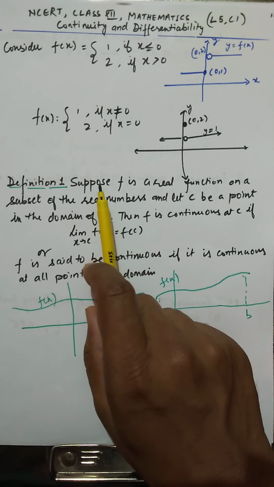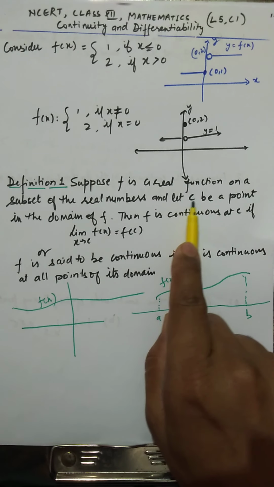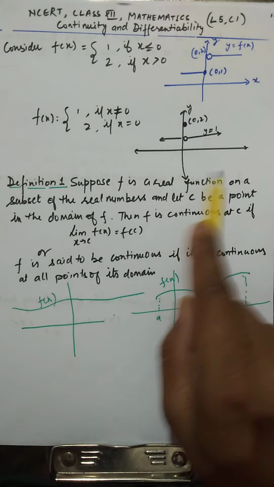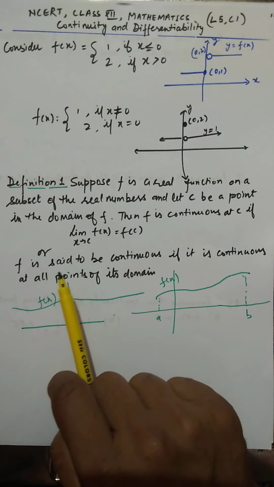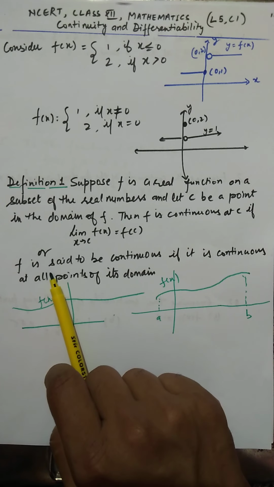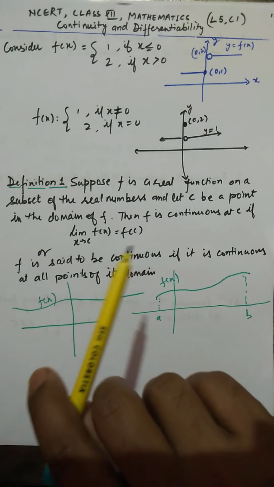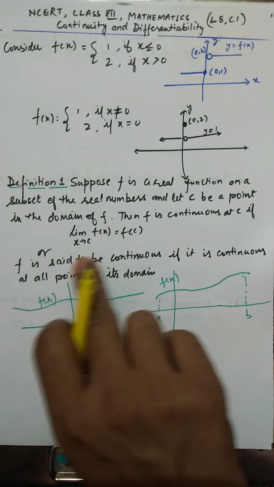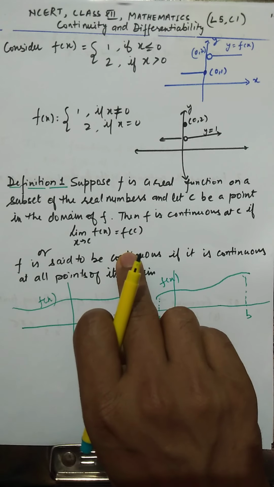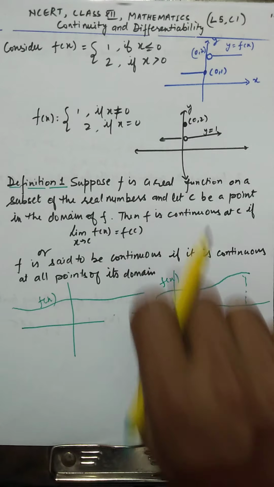So this is the definition, in terms of a point, for when you can say the function is continuous at that point. Your second definition does not talk about a single point; it talks about all points of its domain. That will be discussed later, but we'll discuss this first, and we'll do some questions based on this definition 1.